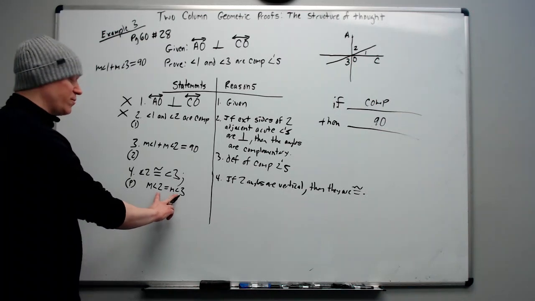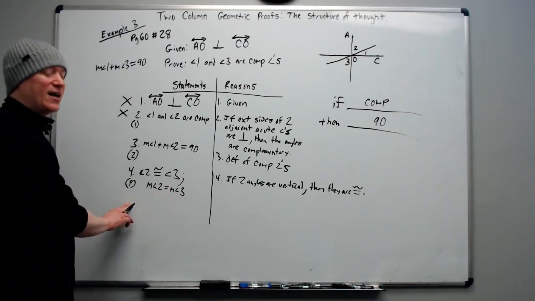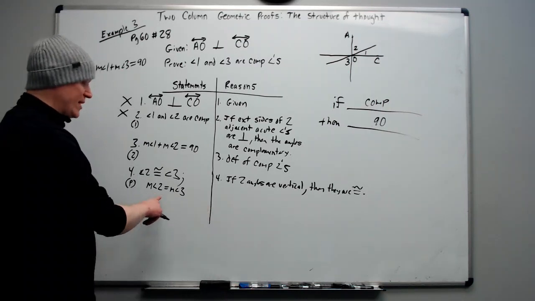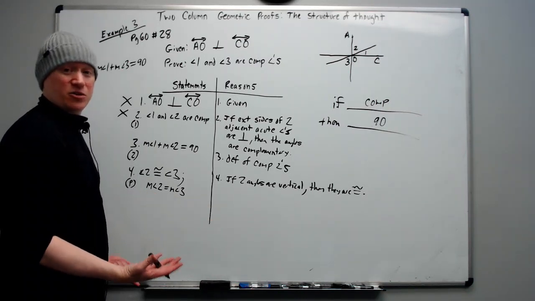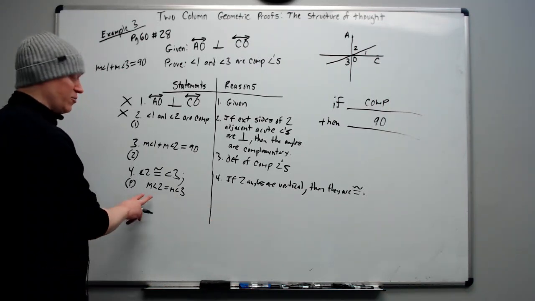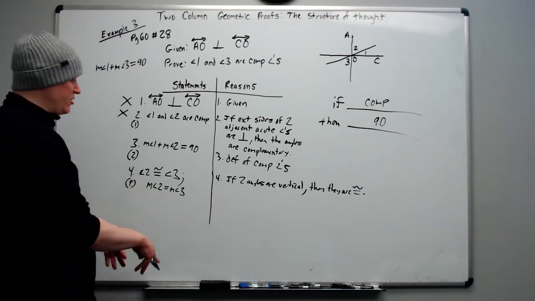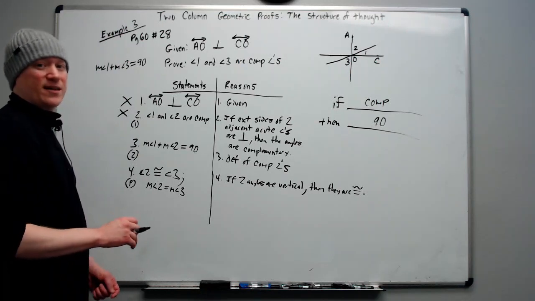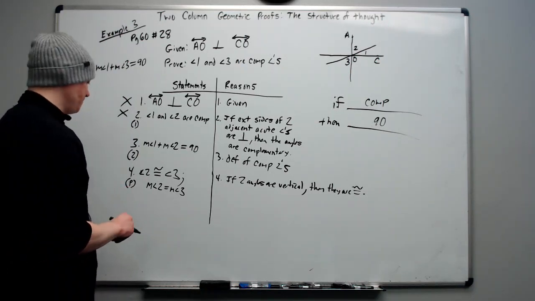Other teachers will make you write this on a separate line, and they'll make you justify it with step 5. The reason would be definition of congruent angles. Okay, so keep that in mind. If your teacher makes you do that, then that's what you have to do. Every teacher has different rules on this. It's not an exact science.